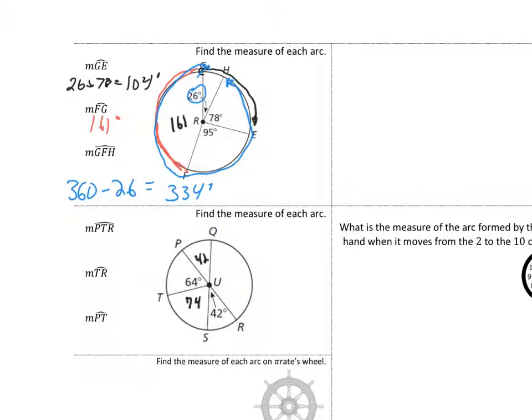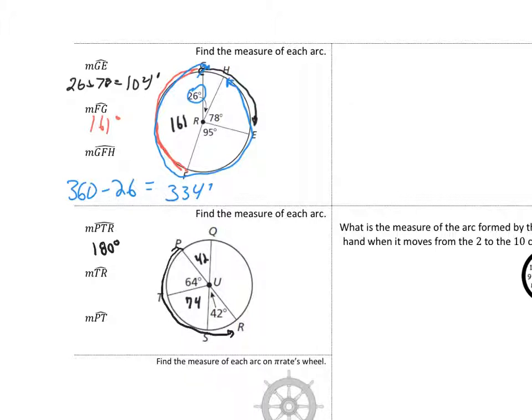Okay, so we have arc PTR. So we're going from P to T to R. So we just need to add up each section that we went through. You might see that this is actually half of the circle already, and you might know that these are all going to be a semicircle. So it's just going to be 180 degrees.